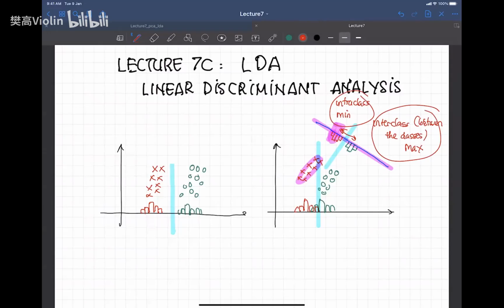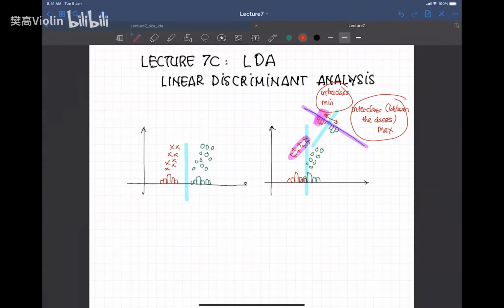Again, I repeat, maybe I gave you a wrong impression with a wrong sentence. We want to minimize the distance of the points within one class, and to maximize the distance between different classes. That's really the basic idea of LDA.